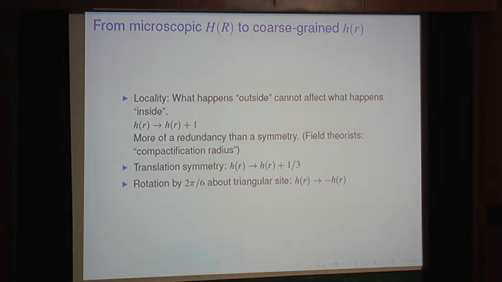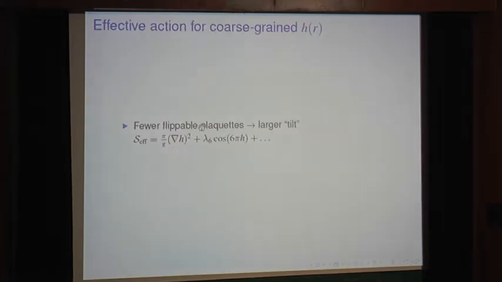Then you can play the same game and make arguments based on translation symmetry and rotations by 2 pi by 6 about a triangular side. And you will learn that by doing suitable combinations of these symmetries, you can either send H of R to H of R plus 1/3 or H of R to minus H of R. So these are the two symmetries, and that's the redundancy, okay? So whatever height functional we write down to describe the weight of configurations relative to each other should obey these symmetries, okay?